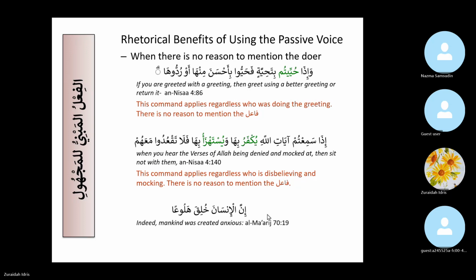You go away. Yeah. Here, innal insana khuliqa halu'an. So here, the one who created mankind is well known. Yeah, because you know it's Allah who created mankind. So there's no need to mention the doer. So what are the 3 cases of no reason to mention? Because the action is more important than the doer. Here as well, action more important than the doer because you want to focus on the action, not the doer. And here, because you know who the doer is already, there is no need to mention him. Yeah, so that's 1.